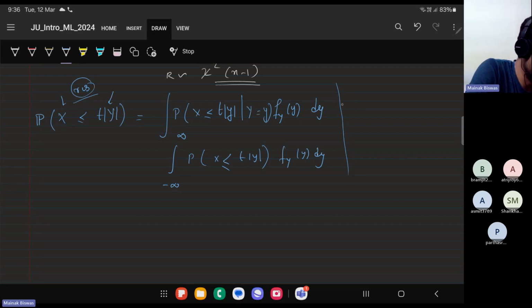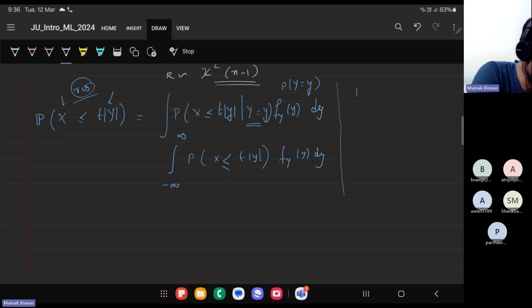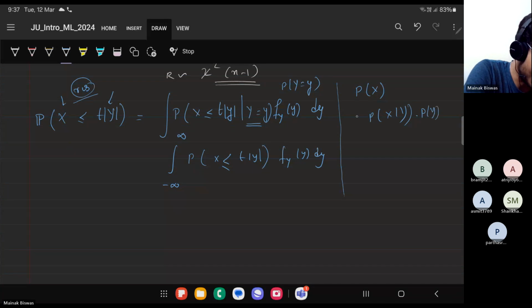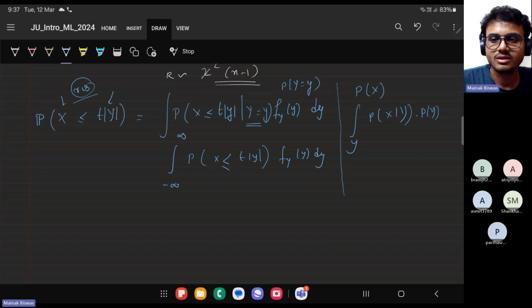Why is this law of total probability? You understood? If I condition on this, I have to write probability of y equal to y, yes or no? What is the law of total probability? If I don't know the probability of x, but I know the probability of x given a random variable y, I can condition on y, and then I can write probability of y and do a summation or an integration over y. This is the law of total probability we derived in the first class.